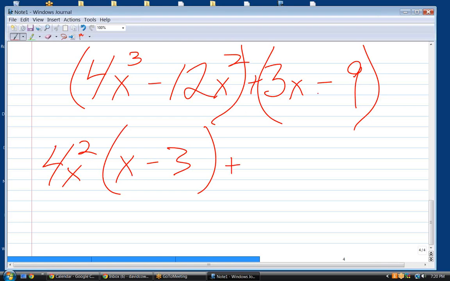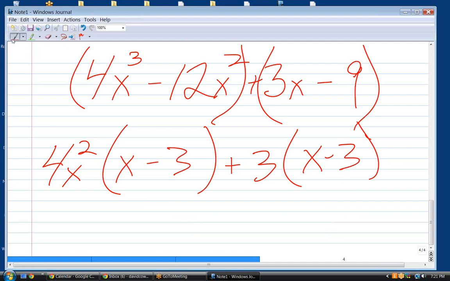Okay? What about over here? What can I take out? Let's see, a positive 3. Okay, leaving x minus 3. All right. Notice I got an x minus 3 there and an x minus 3 there. I can factor out an x minus 3.